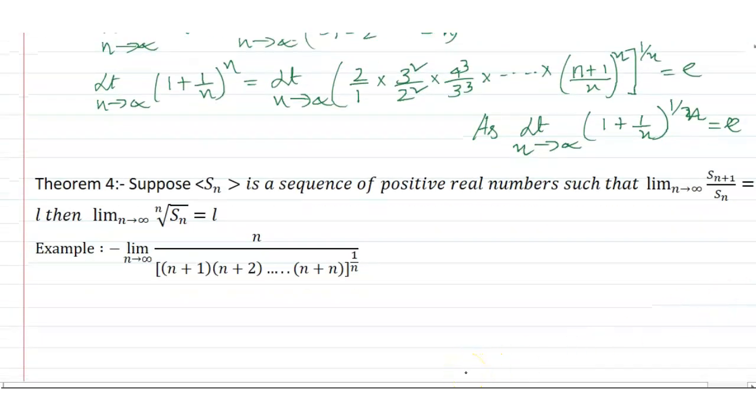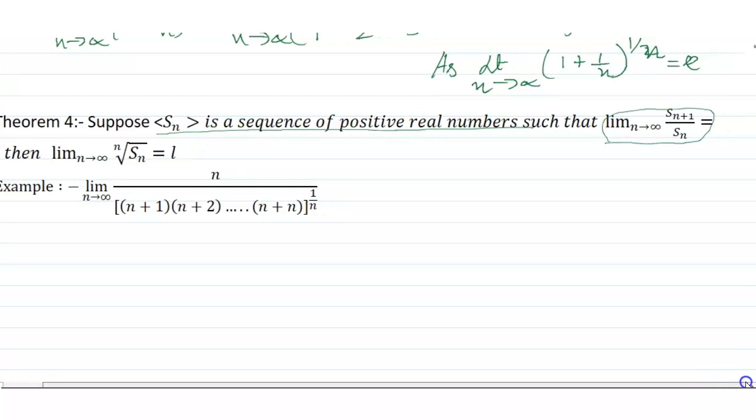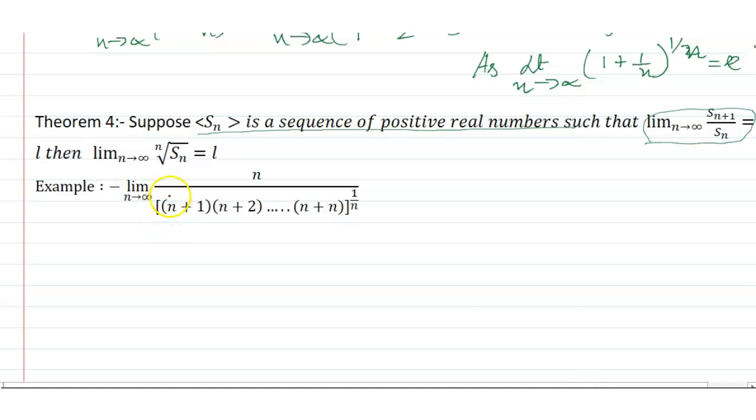So friends, we go to the next theorem. Theorem number 4. Suppose Sn is a sequence of positive real numbers such that limit n tends to infinity Sn plus 1 divided by Sn equals L. Then limit n tends to infinity nth root of Sn equals L.